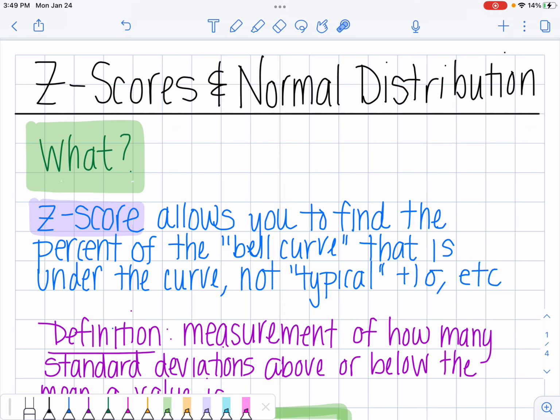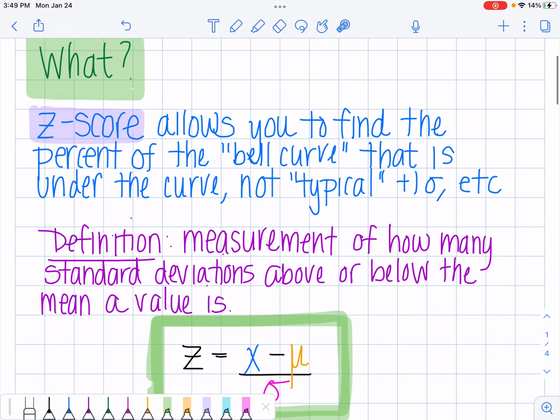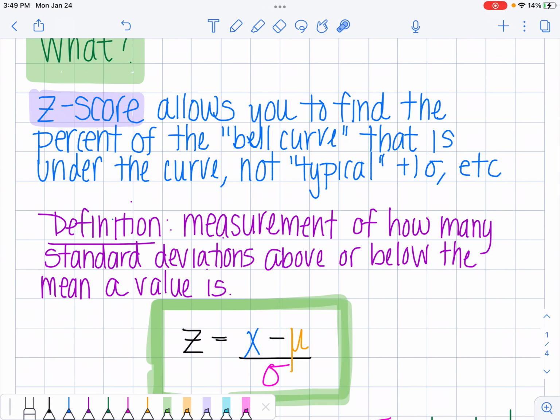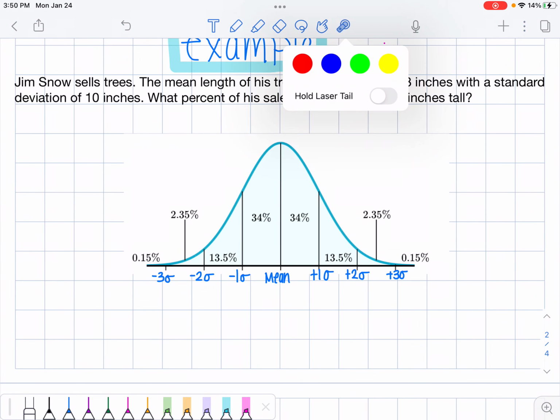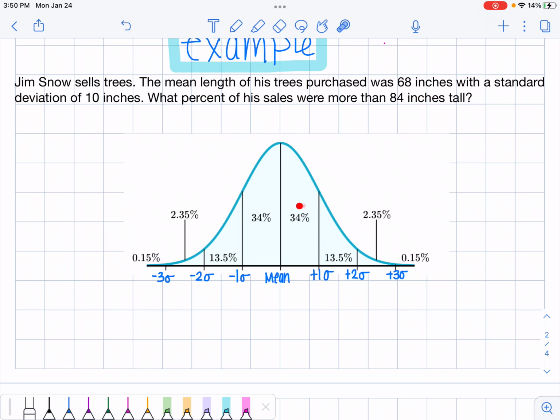So I put the definition on here. It says the measurement of how many standard deviations above or below the mean a value is. So basically, if you look at your typical bell curve, I'm just going to scroll down here to show you. If I want to know the percent between the mean and one standard deviation, I know that it's going to be 34% of my data.